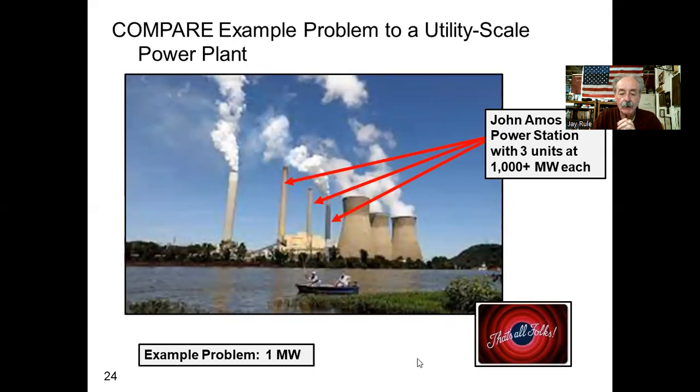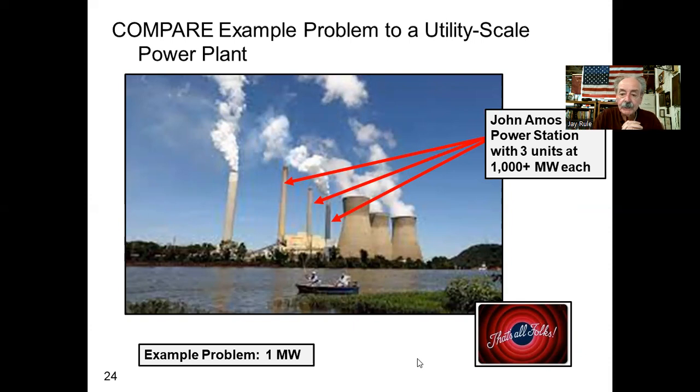Okay, one last remark. This is a screenshot of the John Amos Power Station that's in West Virginia. It's west and north of Charleston, West Virginia. And so as you can see from the cooling towers, as you can see from the three power exhaust stacks, there are 3 units at the John Amos plant. Gosh, I'm pretty sure it was the Kanawha River. I'm not exactly sure which river that is, providing the cooling water.